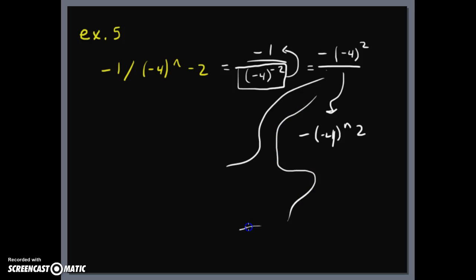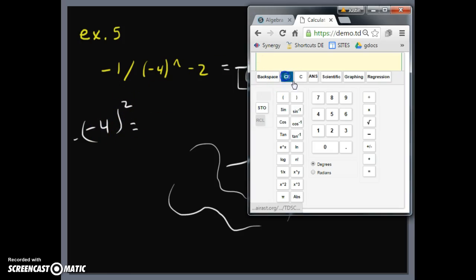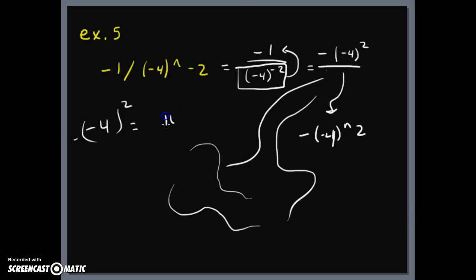Now, evaluating this, a lot of lines. Lines everywhere. Evaluating negative 4 times a negative to the second power. Very easy. We're going to take negative 4 to the second power and then multiply by the negative after that. So, negative 4 to the second power is a positive 16, times this negative makes it a negative 16. That is our answer.